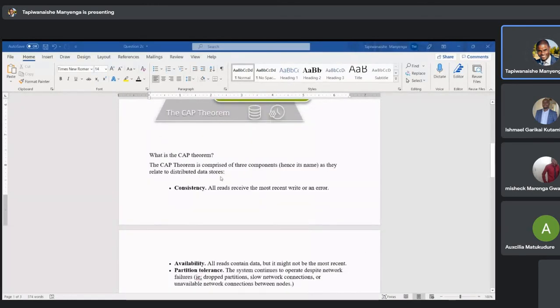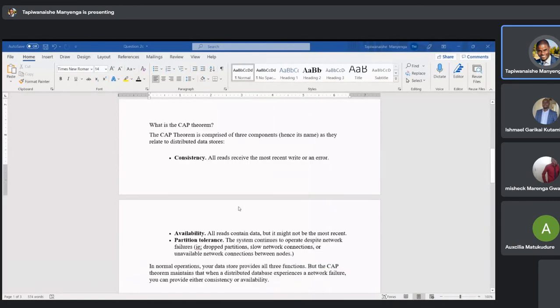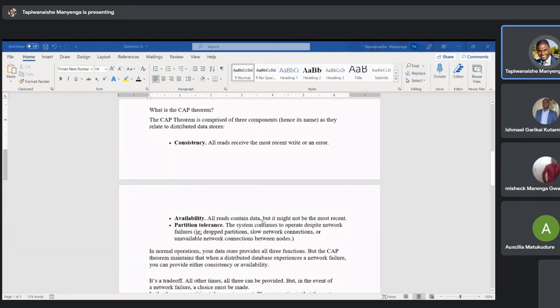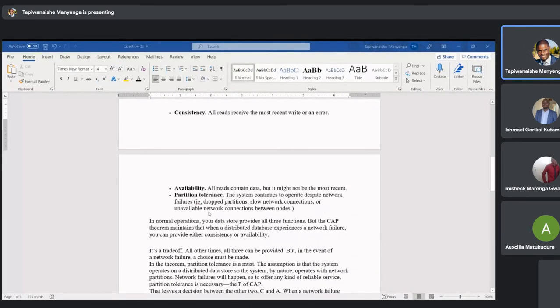So the CAP theorem is comprised of these three components: consistency, where we say all reads receive the most recent write or an error. Then availability is all reads contain data, but it might not be the most recent. Then partition tolerance, the system continues to operate despite network failures, dropped partitions, slow network connections, or unavailable network connections between nodes. But you find out that this partition tolerance, the P, is always guaranteed since it's a distributed system. But for consistency and availability, there has to be a trade-off. It has to be either consistency or availability.